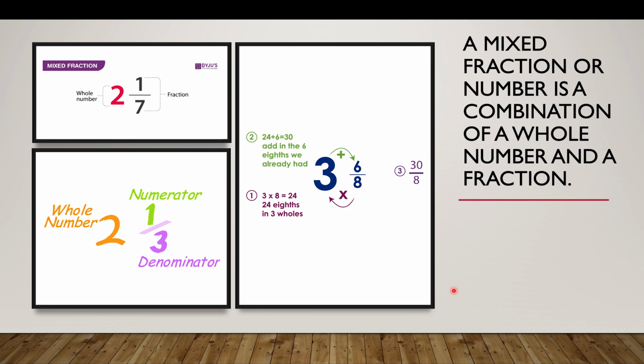So a mixed fraction is a combination of a whole number and a fraction. For example, this is 3 and 6/8. The way this is done is, it says 8 times 3 plus 6 is 30, divided by 8. So that's how you convert mixed fractions into improper fractions, right?